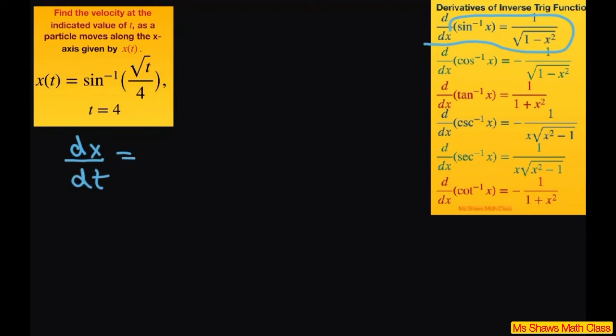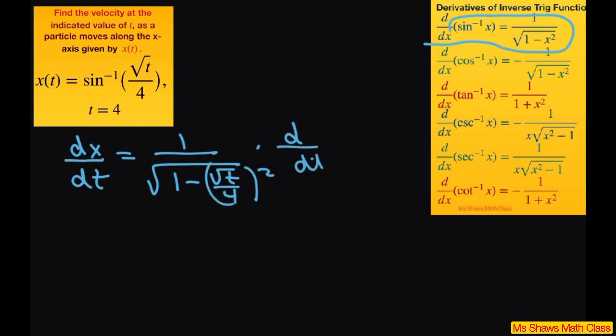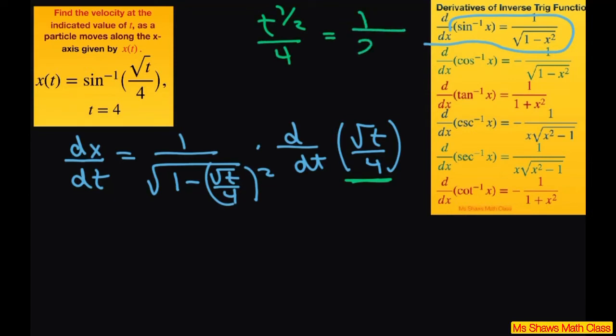All right, and so just write this out. It's going to be 1 divided by square root of 1 minus square root of t divided by 4 squared times the derivative with respect to t of square root of t divided by 4. So this piece here is t to the 1/2 divided by 4. So when you differentiate that, you're going to get 1/2, and we already have a 4 here, t to the negative 1/2. So this is just going to be 1 divided by 8 square root of t.